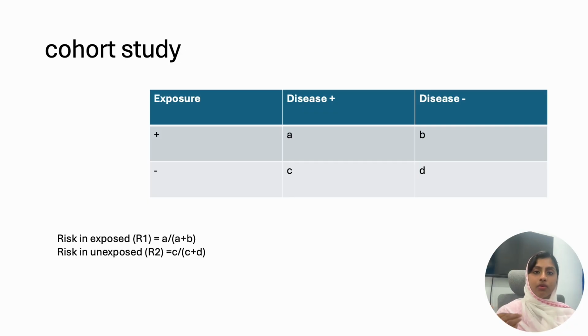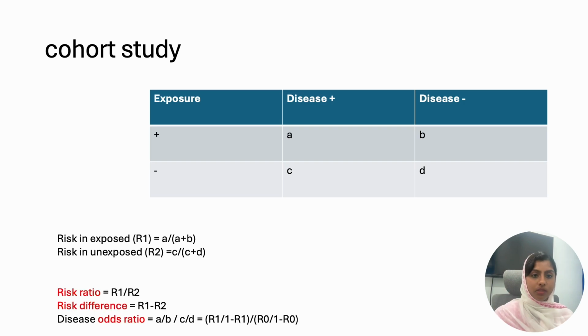And then we wanted to know if there is an association between these two. That's a measure of association. So then you're going to find the risk ratio. In that case, we will do R1 by R2. So that is a relative measure of association. And then you have the risk difference, which is R1 minus R2, which is an absolute measure of risk difference. And then we have the odds ratio.